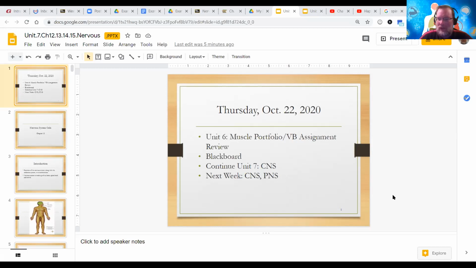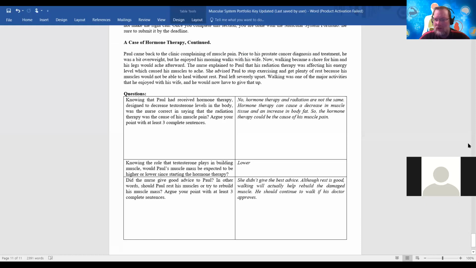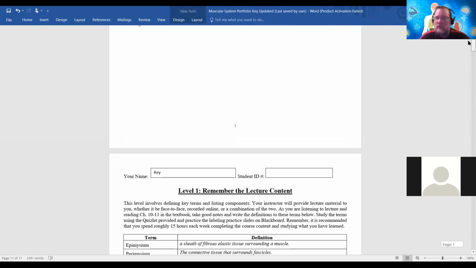Let's see what else is going on. Anyway, so Unit 6, hi Brittany, Unit 6 muscle portfolio. We just started, so perfect timing. We're going to go through the muscle portfolio. So I'm going to do that now. I have to change my share screen. Let's see, new share, and then we're going to click that. We're going to go there. Okay, good. So here we go.